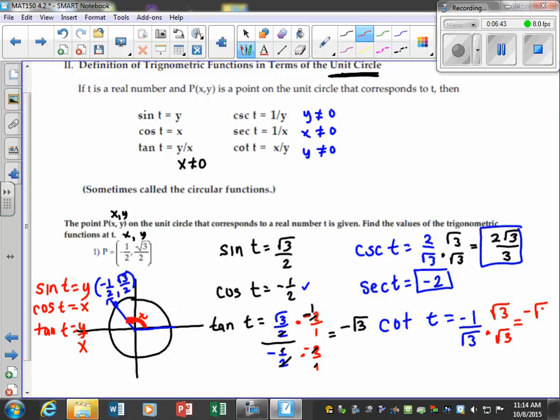Whatever's better for you, you can do that way. Square root of 3 times the square root of 3 is just 3. Okay, good.